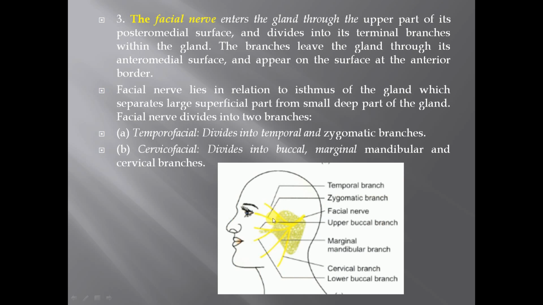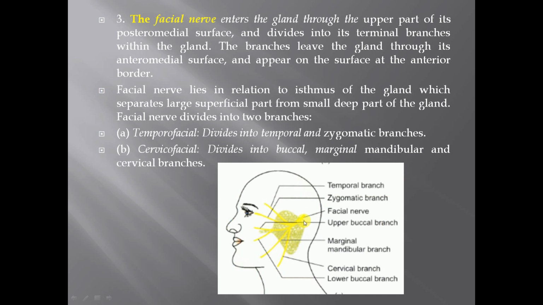So the facial nerve lies in relation to the isthmus. This is the isthmus of the gland, which separates the superficial part and the deep part of the gland. The superficial part consists of the temporofacial division, which divides into the temporal branches and the zygomatic branches, while the deep part consists of the cervicofacial division, which divides into the upper buccal branch, the marginal mandibular branch and the cervical branch.